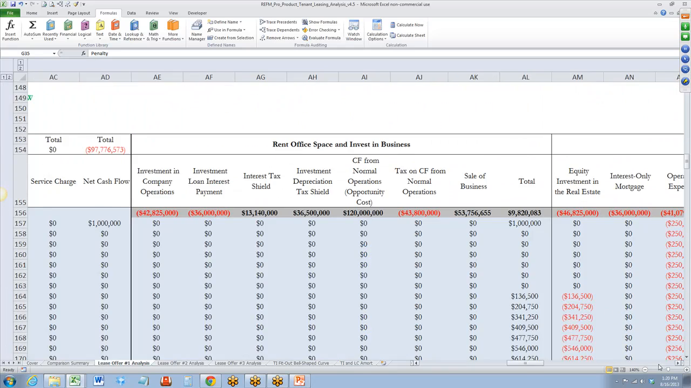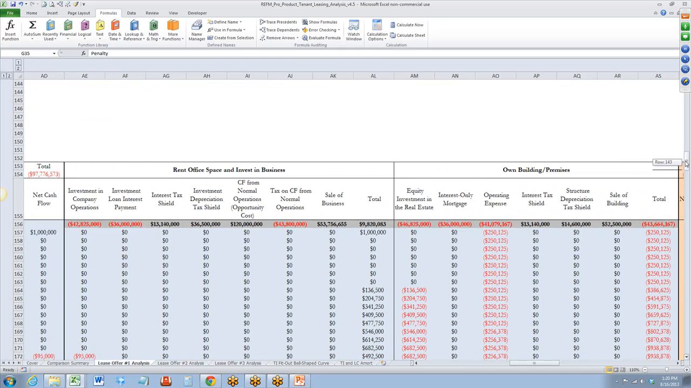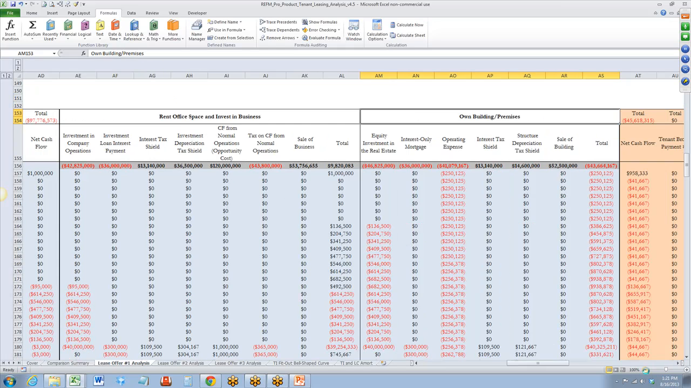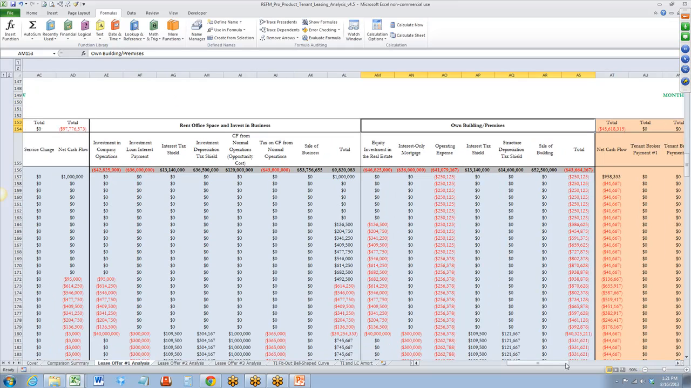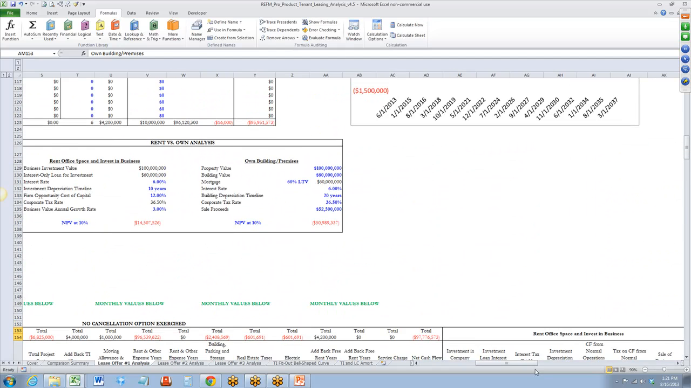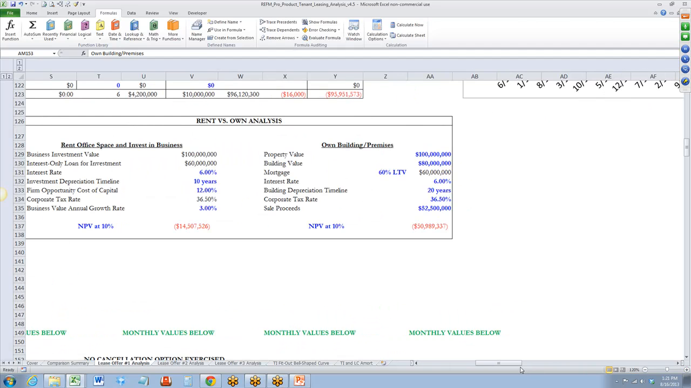In addition, a rent versus own analysis. Okay, and so this is an excellent analysis if you are taking a look at these two options. Well, maybe I'll rent the space and use the cash that I would otherwise use to buy the space or buy the building and put that into my business, okay, versus owning the building or the premises or the retail condo or the office condo or whatever the case may be. And so that's a bonus rent versus own analysis that is included in the Tenant model.